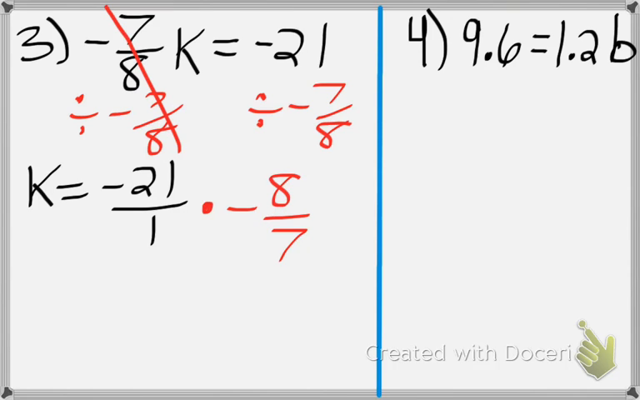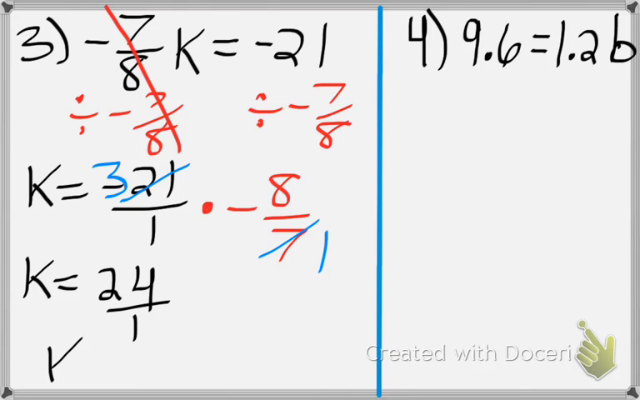So you have negative 21 over 1 times negative 8 over 7. You're going to want to use the cross-canceling shortcut. 7 goes into 7 once, 7 goes into 21 3 times. Now, we already said we know it's going to be a negative times negative is a positive, so it's a positive answer, so I'm not going to write any negative. 3 times 8 is 24, and on bottom, 1 times 1 is 1, so we're left with K equals 24. That's our final answer to number 3.